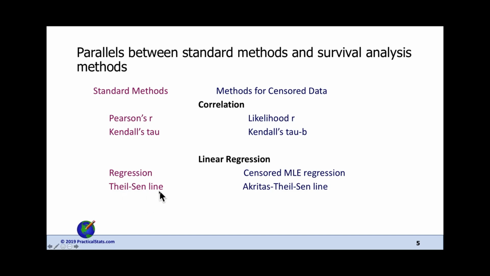There is a non-parametric line called the Thiel-Sen line. That's one of its names, and it's the most common one these days. If you've ever done the Mann-Kendall test for trend, this is the line that goes along with that Mann-Kendall test. And there's a censored version called the Akritis-Thiel-Sen line that handles Nondetects as well at multiple detection limits.